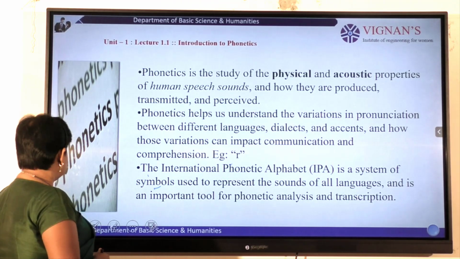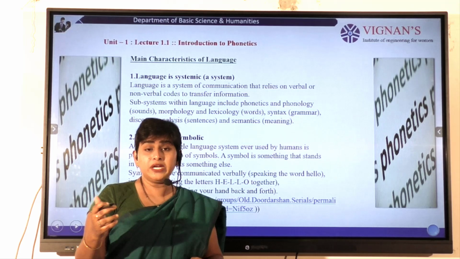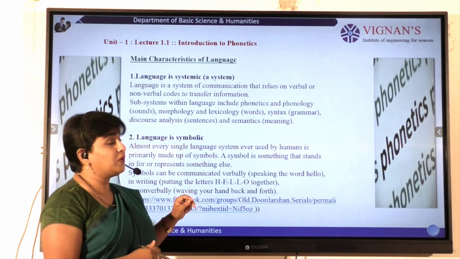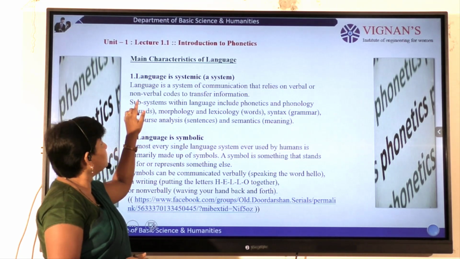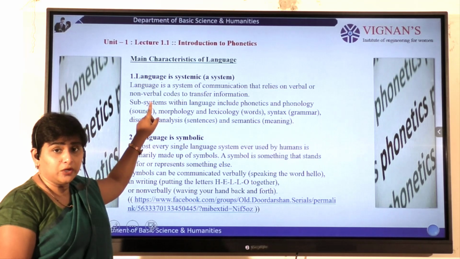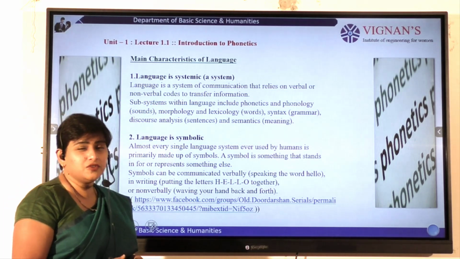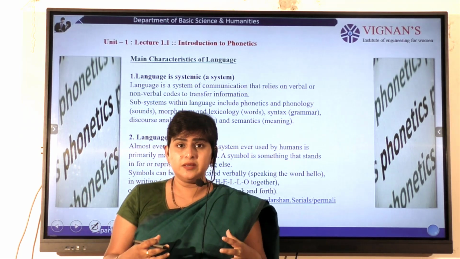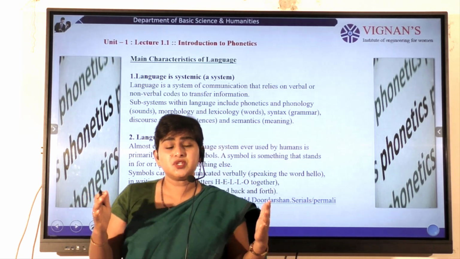Moving on to the next slide, I want to take you on a quick ride through the main characteristics of language. It is very, very important for us to understand the first point. One of the main characteristics of language is that it is systemic. Language is a system. Language did not just evolve for namesake or emerge just like that. No, language is a system.